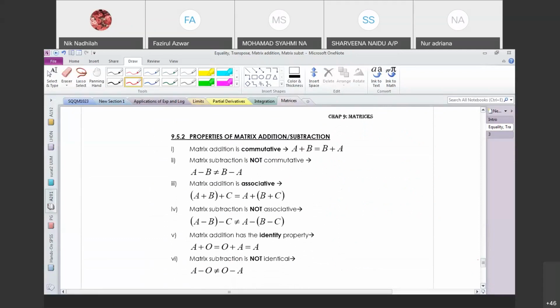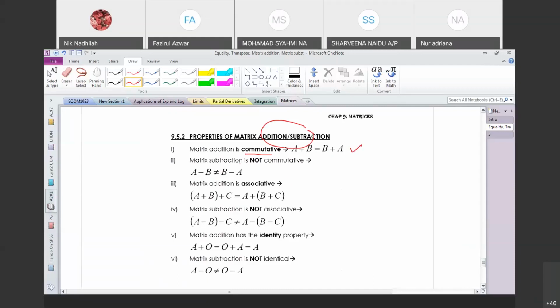Matrix addition. Okay, before we end our class today, let's look at the properties of matrix addition and subtraction. Matrix addition is commutative. What does it mean by commutative? That means A plus B is the same as B plus A.